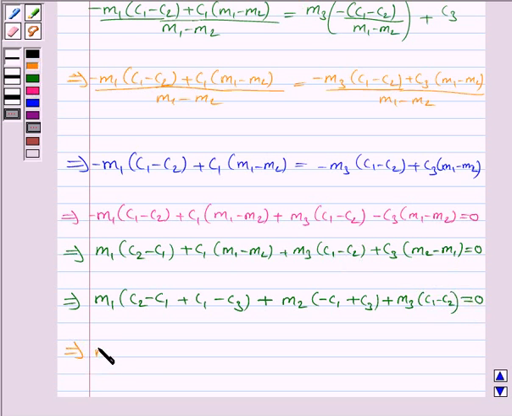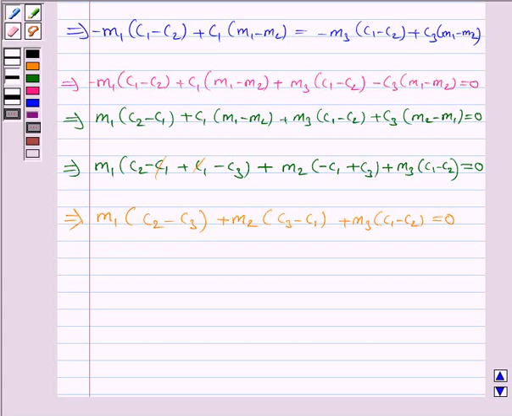Now this is again equal to m1(c2 - c3) + m2(c3 - c1) + m3(c1 - c2) = 0. And this is what we have to prove. Hence the result is proved.